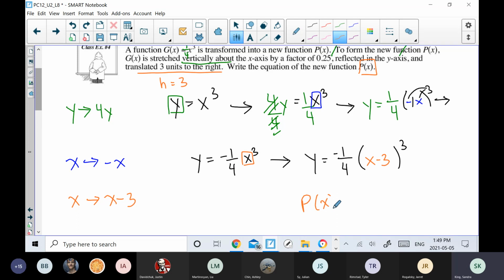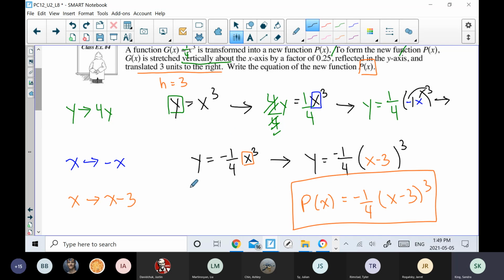So p of x is equal to -1/4 (x - 3) cubed. That is my final transform function. The original was g of x, like this was the original, you don't have to write this, but g of x was equal to x cubed. After everything they told me, I get this final answer here.